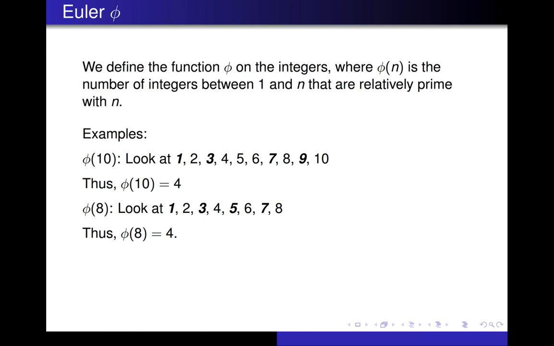No, probably not. Because if we look at phi of 7, we look at all the numbers 1, 2, 3, 4, 5, 6, 7, and it turns out almost everybody is relatively prime with 7, except for 7, of course. So there are 6 of those, which tells us that phi of 7 is equal to 6, not 4, right?